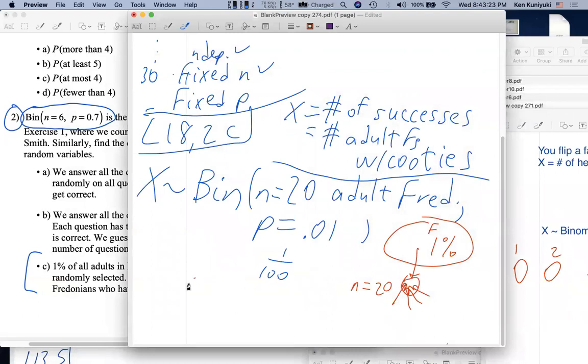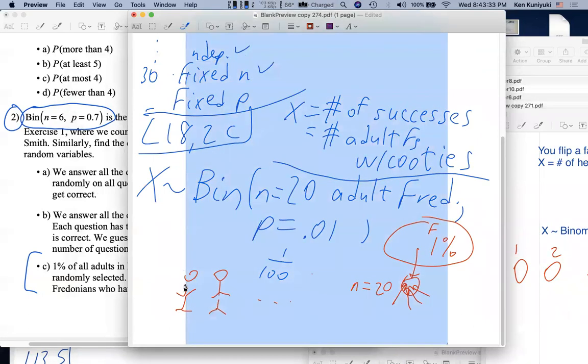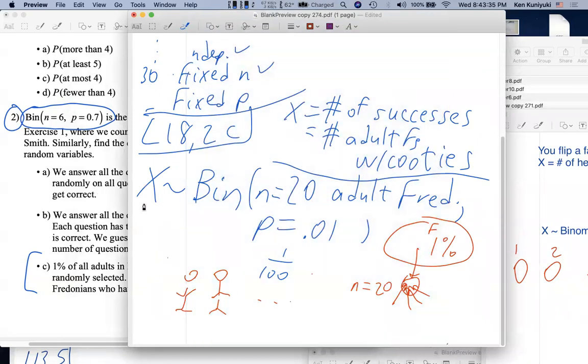So here are the 20 people in our study. They're very skinny. Here are the 20 people in our study. Person number 1, person number 2. Fredonians are very skinny. Here's person number 20. So take person number 20, for example. Hey, here's an adult Fredonian. Person number 20 in our study, let's say. What's the probability that that adult Fredonian has cooties? It is assumed to be 1%. I'm assuming that the sample is unbiased, right? 1% or 0.01.